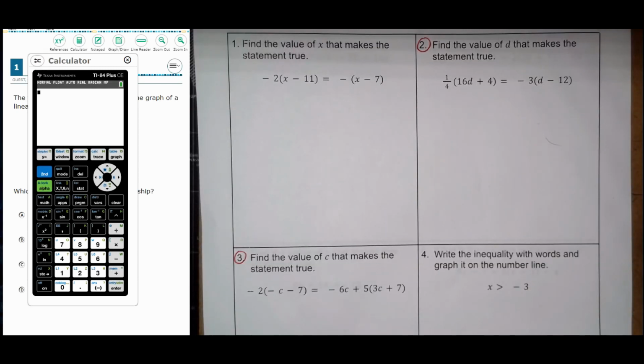Alright, in this video we're just going to review a few problems to get you ready for your test. So let's go ahead and take a look. Notice on the left hand side I have a calculator just like the one we have in the room. And then on the right side I'm going to do the problems that are circled.